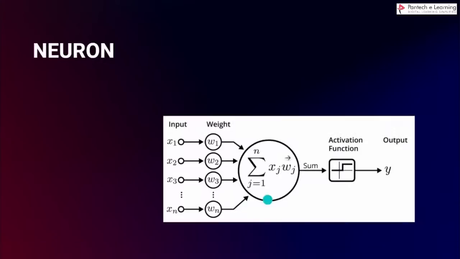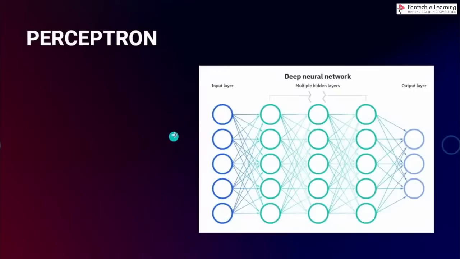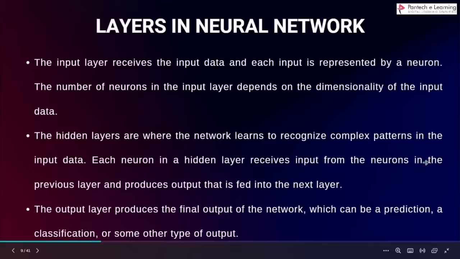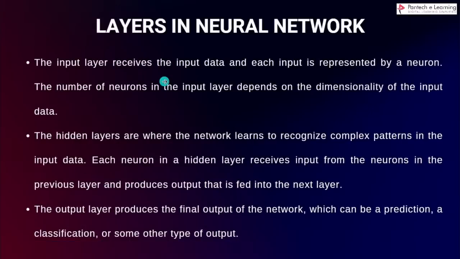And once again, a neuron will do this process. A neural network will be connected like this, and it will do the same process, and you have the supporting activation functions, loss function, and optimizer. Once again, the layers: when you see it, the input layer receives the input data, and each input is represented by a neuron. For example, the number of neurons in the input layer depends on the dimensionality of the input data, and the hidden layers are where the network learns to recognize complex patterns in the input data.